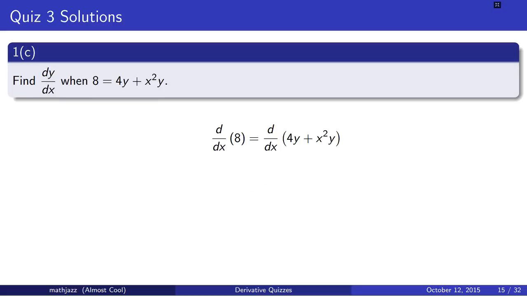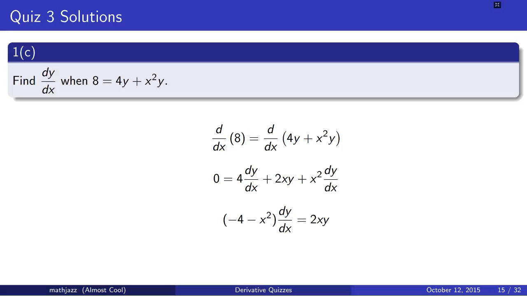Question 1c. Find dy/dx when 8 equals 4y plus x squared y. We're going to take the derivative of both sides using the power rule. We get 0 equals 4 dy/dx plus 2xy plus x squared dy/dx. That's using the product rule on the term x squared y.